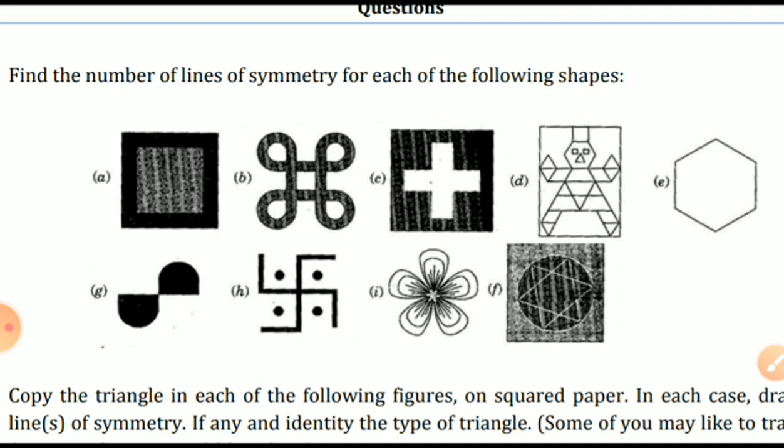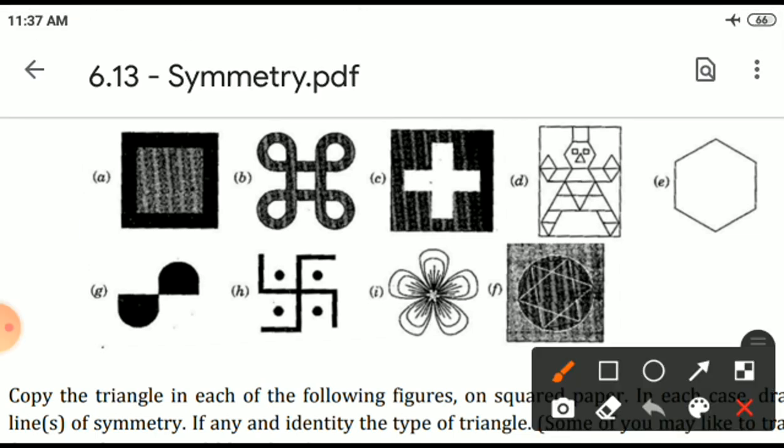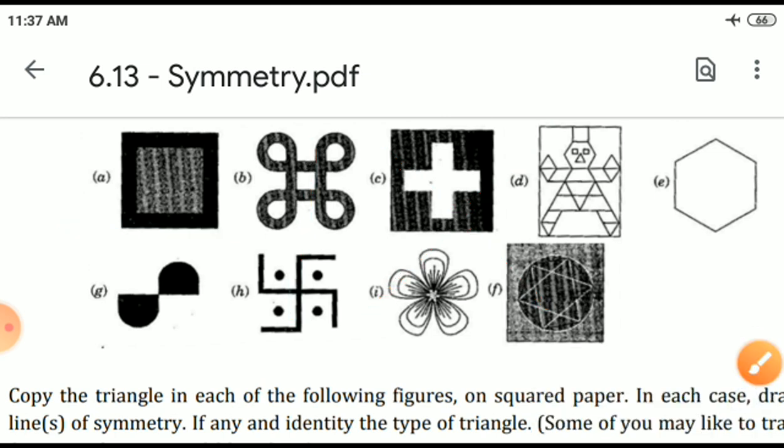We have 3 answers till now: horizontal line of symmetry, vertical line of symmetry, and diagonal line of symmetry. 3 types are there. Horizontal means this way, lying down. Vertical means straight, and diagonal means this or this cross one. Isn't it? Or you can say 3 types of line of symmetry or mirror image.